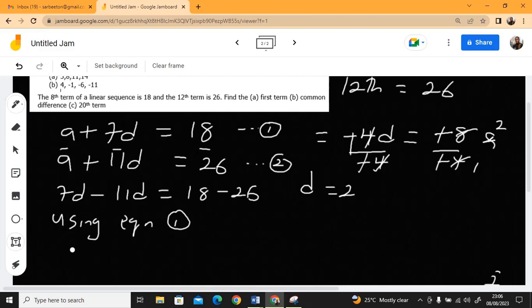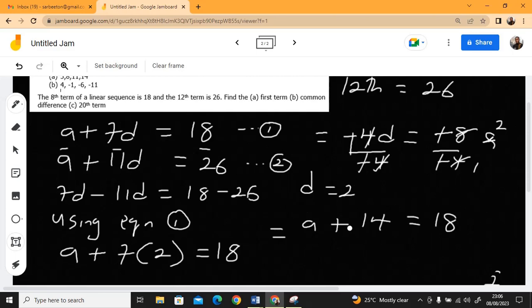So all I'm going to have is a plus 7. Instead of writing d now, it will be 2, because my d is now 2, equals 18. So what I will now have is a plus 7 times 2, which is 14, equals 18. So I'll transfer this to the other side. A equals 18 minus 14. And 18 minus 14 will give us 4. So this is the first term.